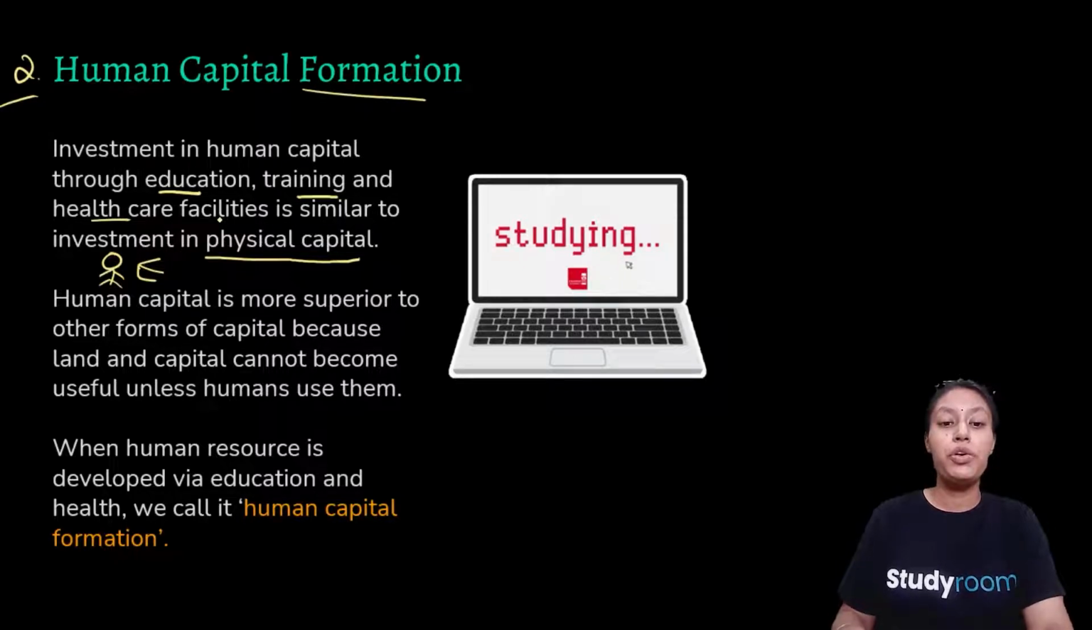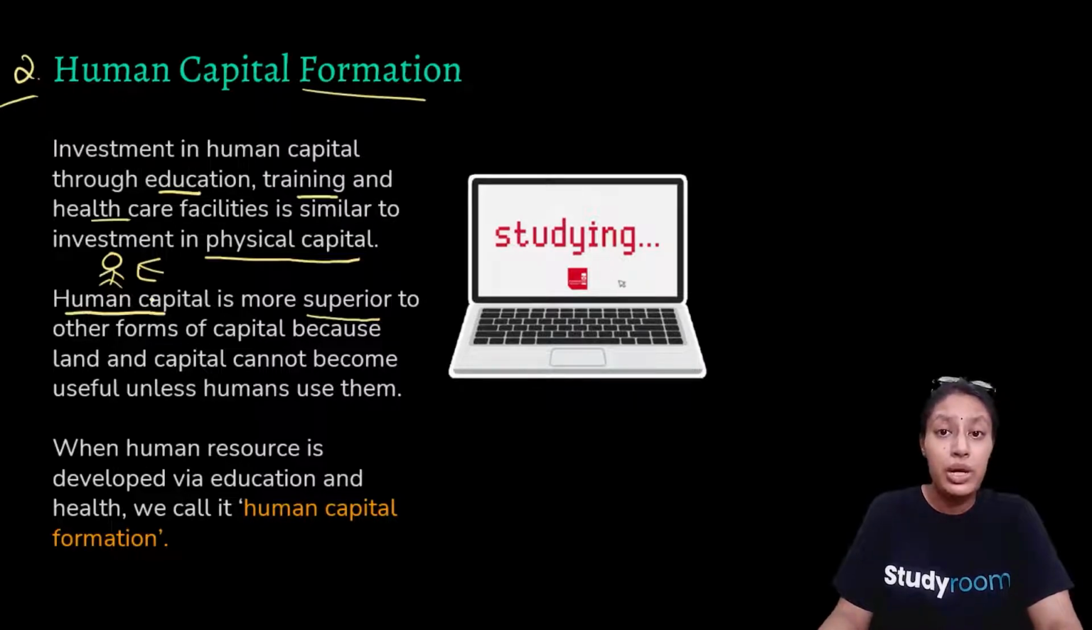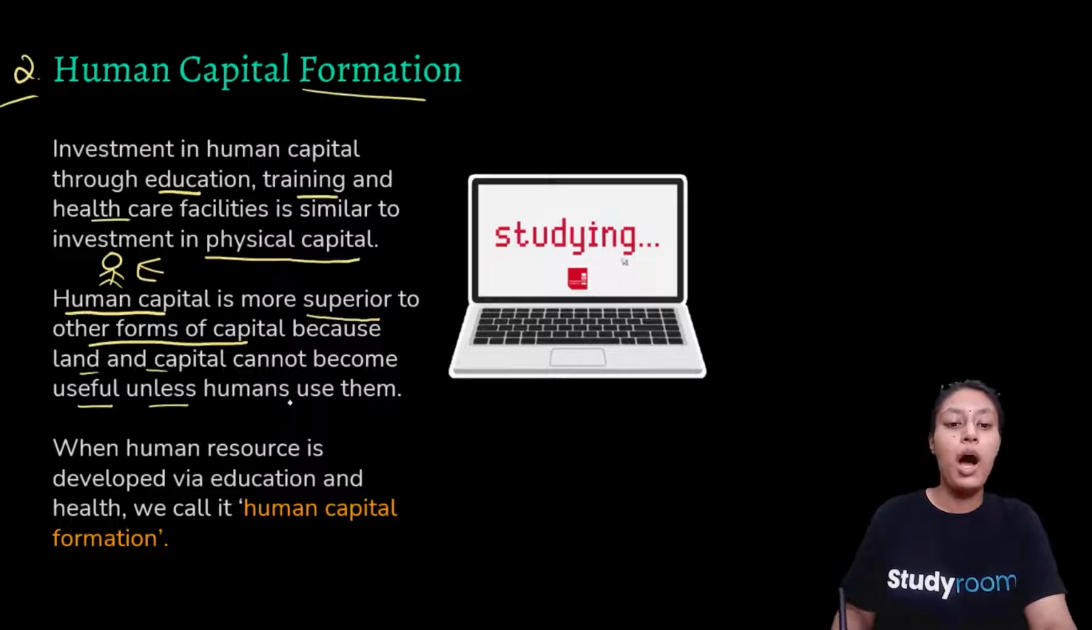If you come to conclusions, you will understand that human capital is the most superior capital as compared to other forms of capital. For example, you may have land, space, money, and all the resources that you require to set up a manufacturing unit, but how will you be able to do it? You need human capital for it. So human capital is considered superior to other forms of capital, because anything, be it land or capital, you cannot use it unless humans use it. They can't work on magic.